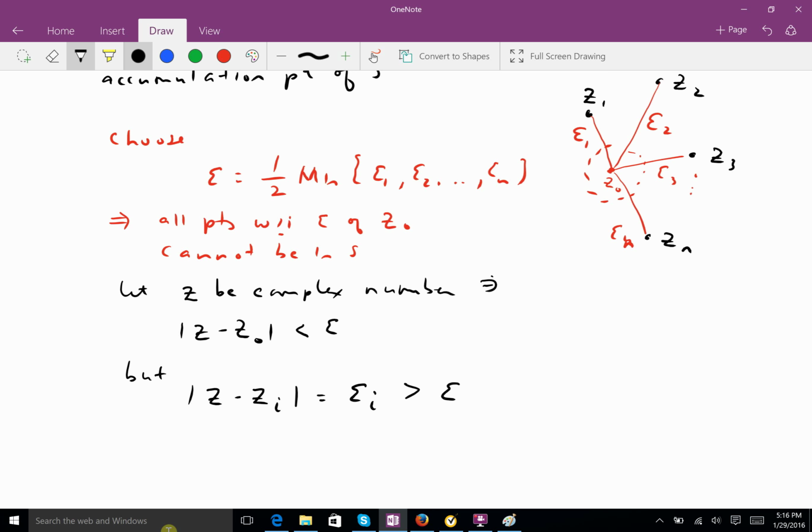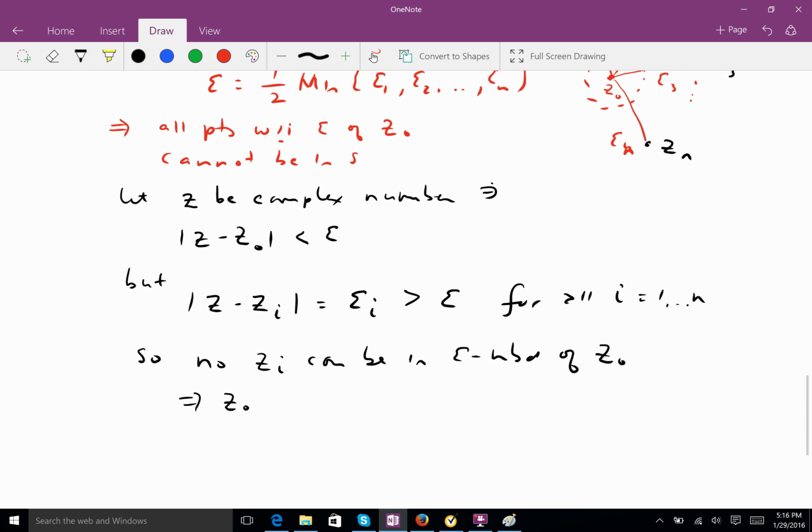That's because epsilon is 1/2 the minimum of these. If it's half the minimum, each of these has to be greater than it, for all i. So no Zi can be in the epsilon neighborhood of Z naught. Therefore, we found an epsilon neighborhood of Z naught that contains no points of S. Therefore, Z naught is not an accumulation point of S.